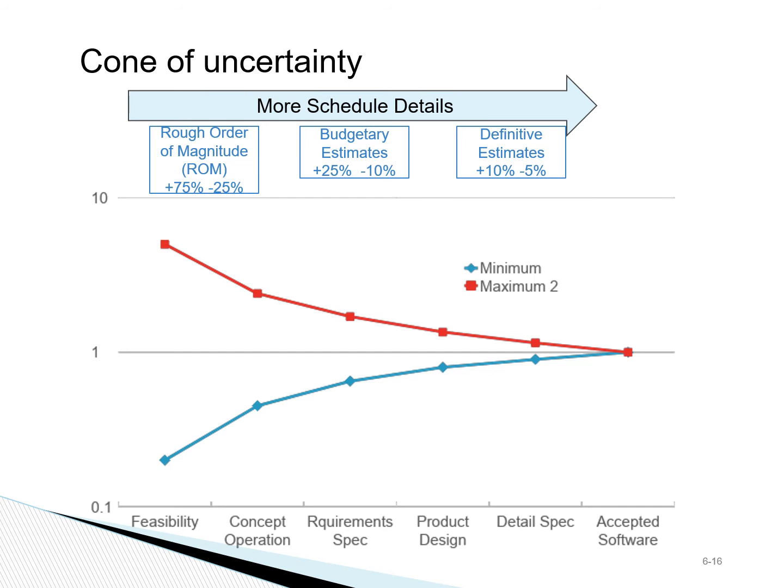The definitive estimates are typically developed for the management to decide if they are able to release part of the project budget, or do they need more time and more money.